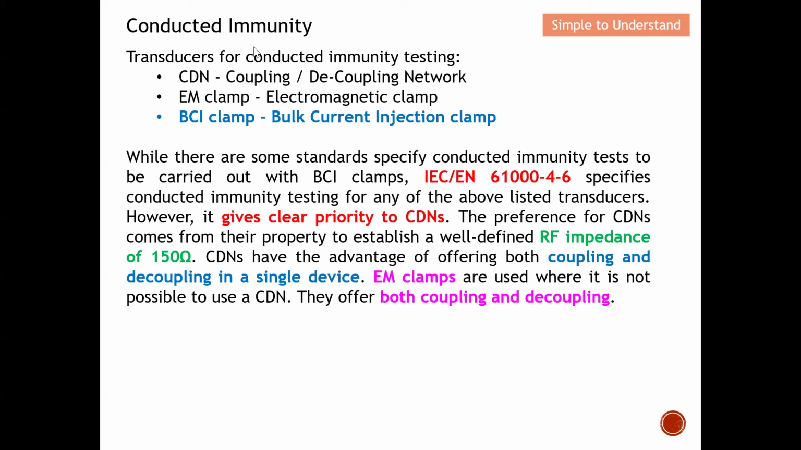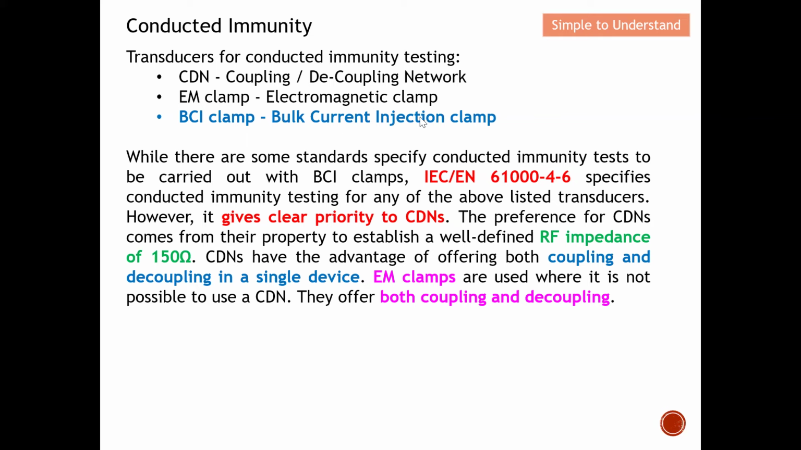What we discussed in the previous discussion, part 67, was how we can perform conductor immunity using CDN and also EM clamp. Someone sent me an email. You are right, thank you so much. There is another method to do conductor immunity, which is the BCI. BCI stands for bulk current injection clamp. But this method is so-called already phased out, so therefore this is why I never discussed it.